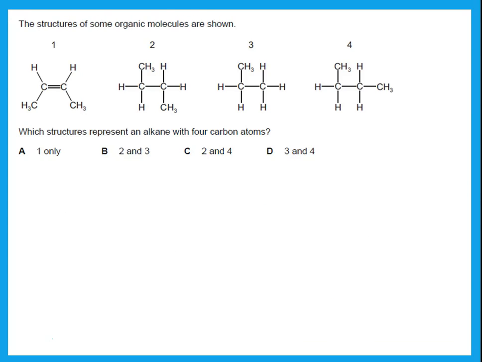Okay. The structures of some organic molecules are shown. Which structures represent an alkane with 4 carbon atoms? So where is alkane with 4? Alkane means it has only single bonds, so 1 cannot be included. Okay, 1 is not an alkane. Now, which ones have only single bonds and have a total of 4 carbons? So 3, of course, has only 3 carbons, so 3 cannot work. 2 has 4 carbons and 4 has 4 carbons, so it is 2 and 4.